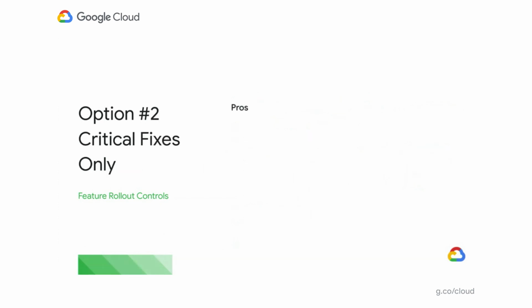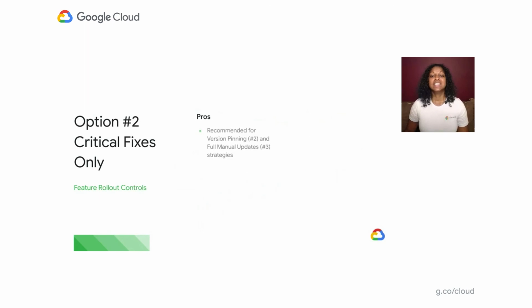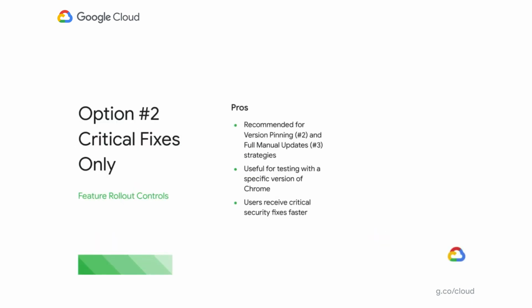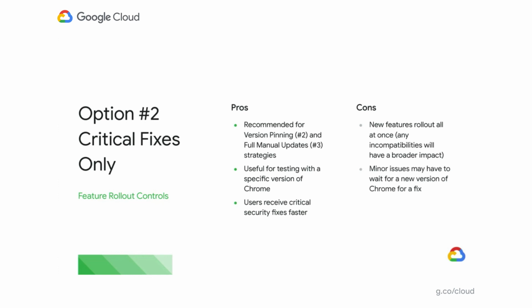Which brings us to the second option, critical fixes only. This is the option we recommend if you're doing version pinning or full manual updates. This option is also useful for hands-on testing with a specific version of Chrome. And users will continue to receive critical security fixes faster. The downside, compared to enabling all variations, is that new features will appear all at once with each new version, meaning that the impact of any incompatibilities will be broader. And if you run into an issue that's not considered critical, you may have to wait for a new version of Chrome to receive a fix.